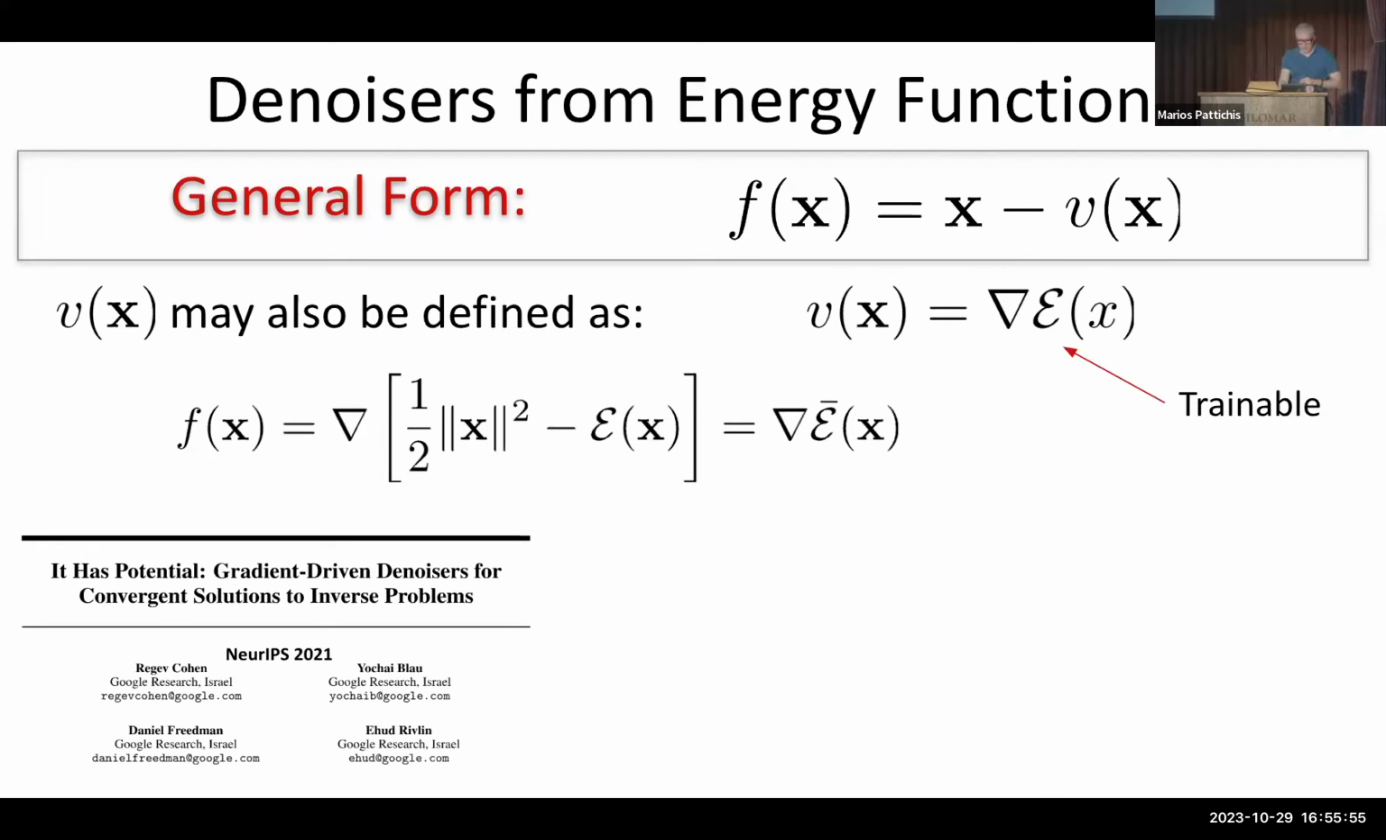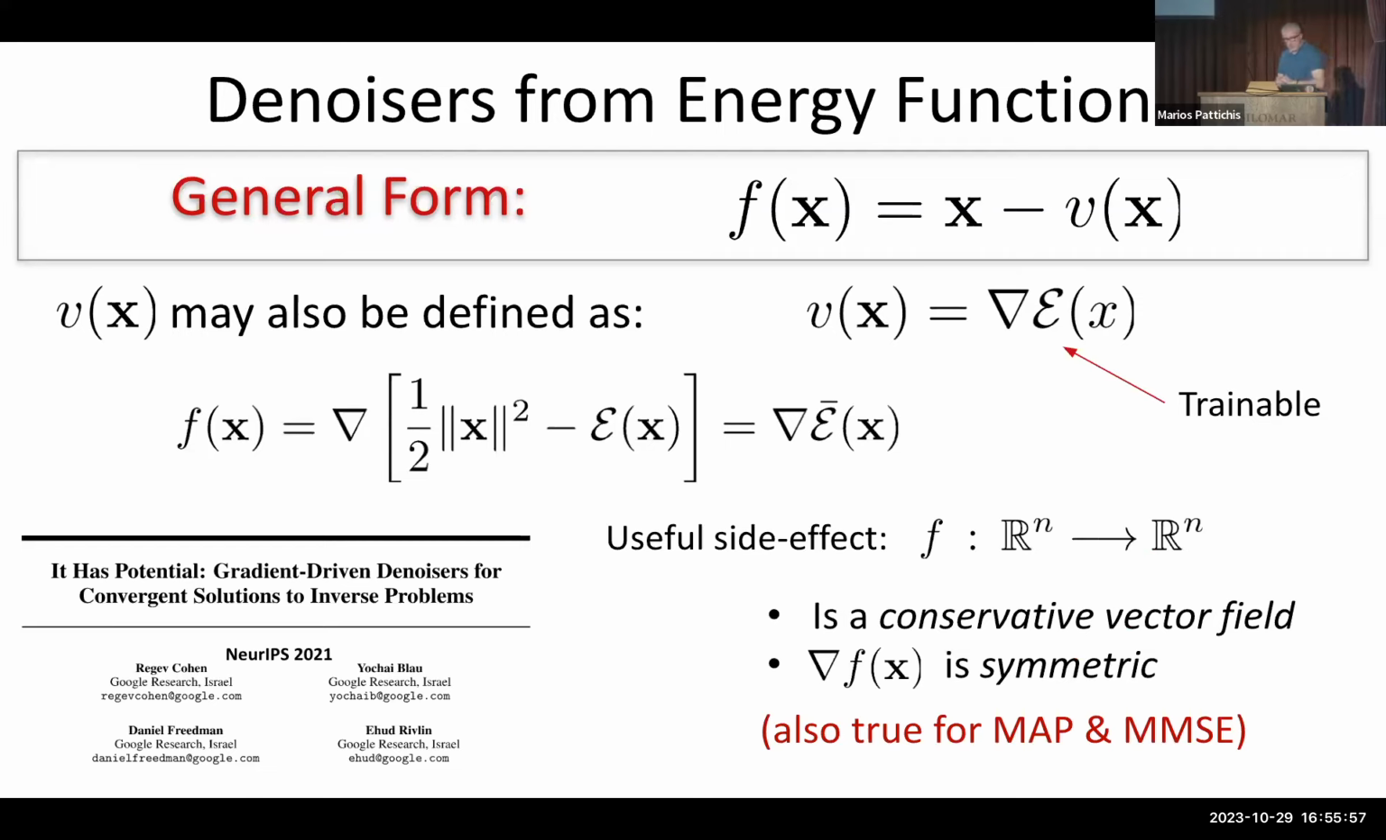There's a nice paper that describes this approach, by the way, as well. If you describe them this way, what you get is that, first of all, because F can be described as a gradient of a scalar field, F will be, by definition, a conservative vector field. And this turns out to be technically a useful and important thing. Also, what it means is that the Jacobian of F will be symmetric by definition. That's another technically useful thing. And I remind you that both MAP and MMSE also satisfy this property, which is something that often goes unnoticed, but is technically very, very important.